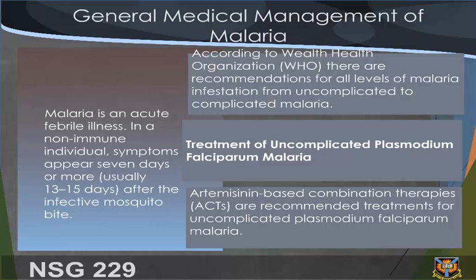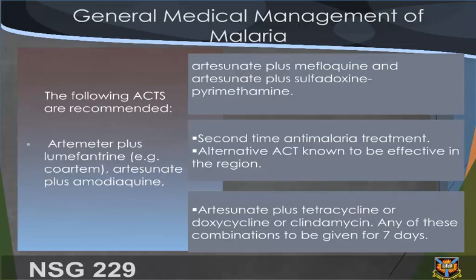Treatment of uncomplicated Plasmodium falciparum malaria. Artemisinin-based combination therapies, ACTs, are recommended treatments for uncomplicated Plasmodium falciparum malaria. The following ACTs are recommended: artemether plus lumefantrine, e.g. Coartem, artesunate plus amodiaquine, artesunate plus mefloquine, and artesunate plus sulfadoxine-pyrimethamine.